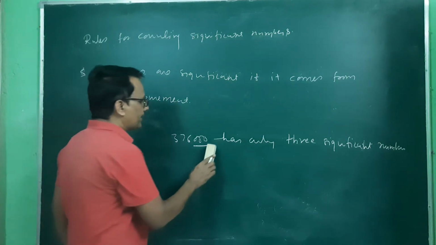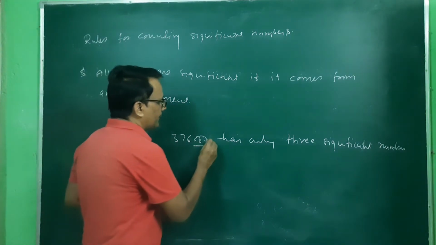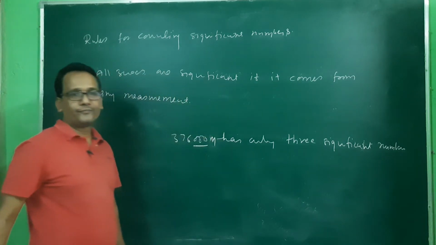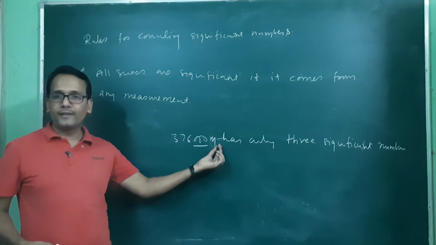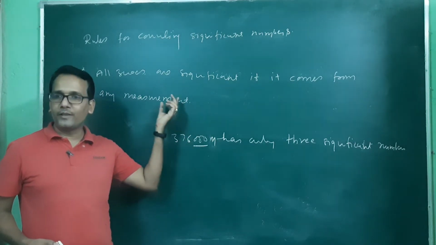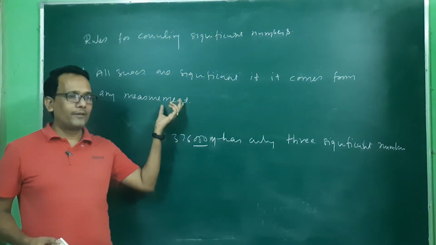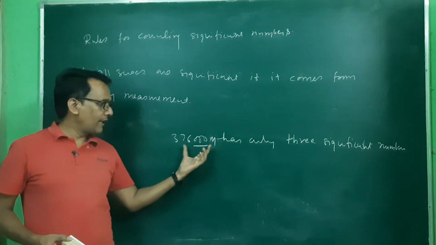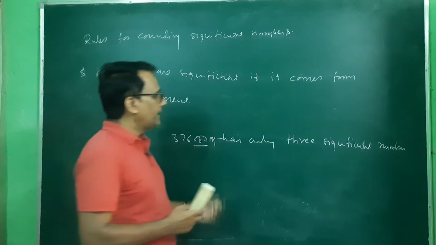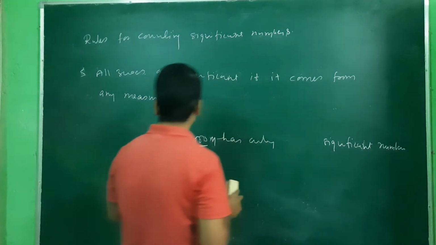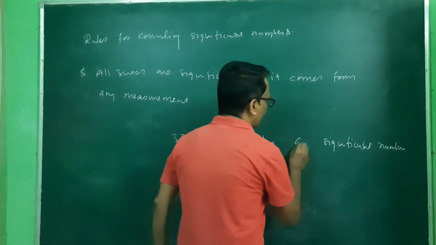But when I write here, this is meter, means with unit. यहाँ पर मैंने मीटर लिख दिया. Means now it is coming from a measurement. So in this case, all these zeros are significant digits. Means now it has total how many? 3 and 3, 6 significant digits.